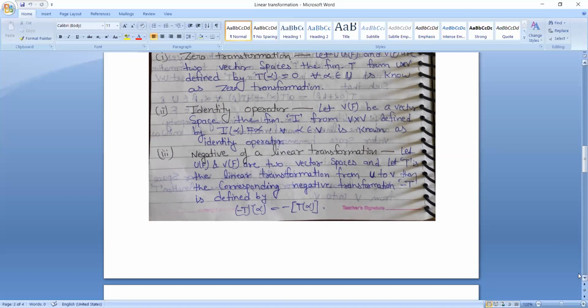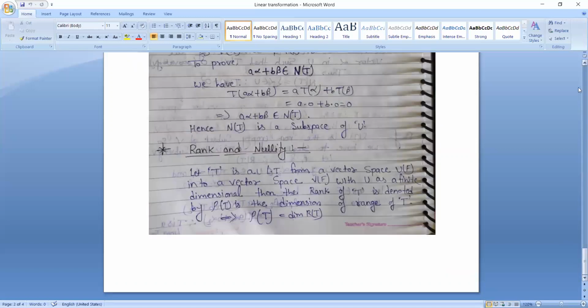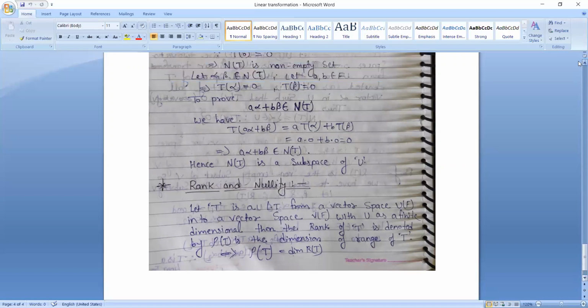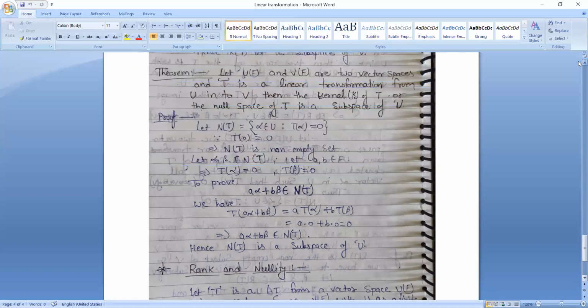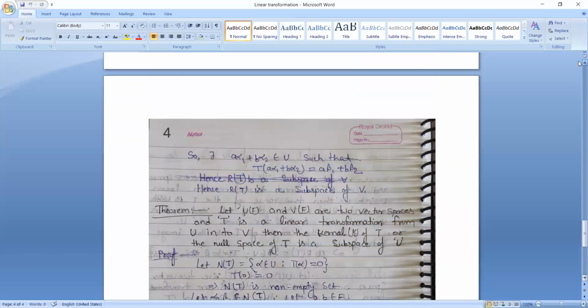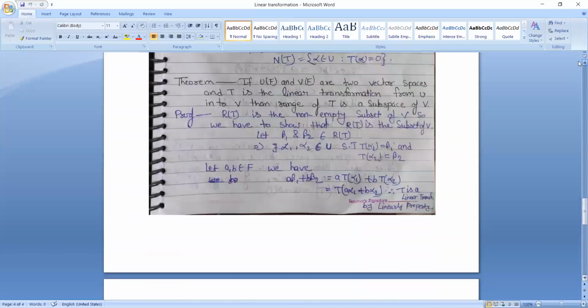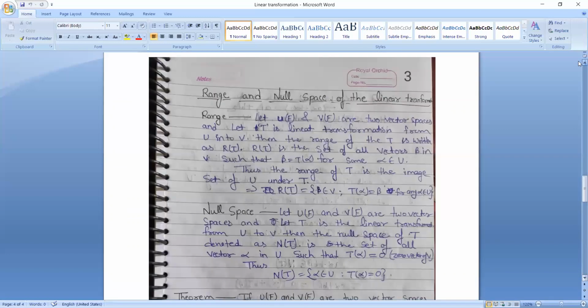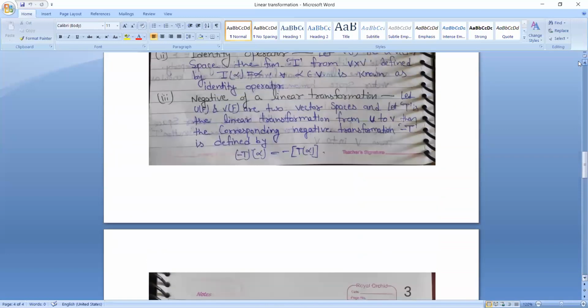Next, negative of a linear transformation. Let U(F) and V(F) be two vector spaces and let T be a linear transformation from U to V. Then the corresponding negative transformation -T is defined as (-T)(α) = -T(α).